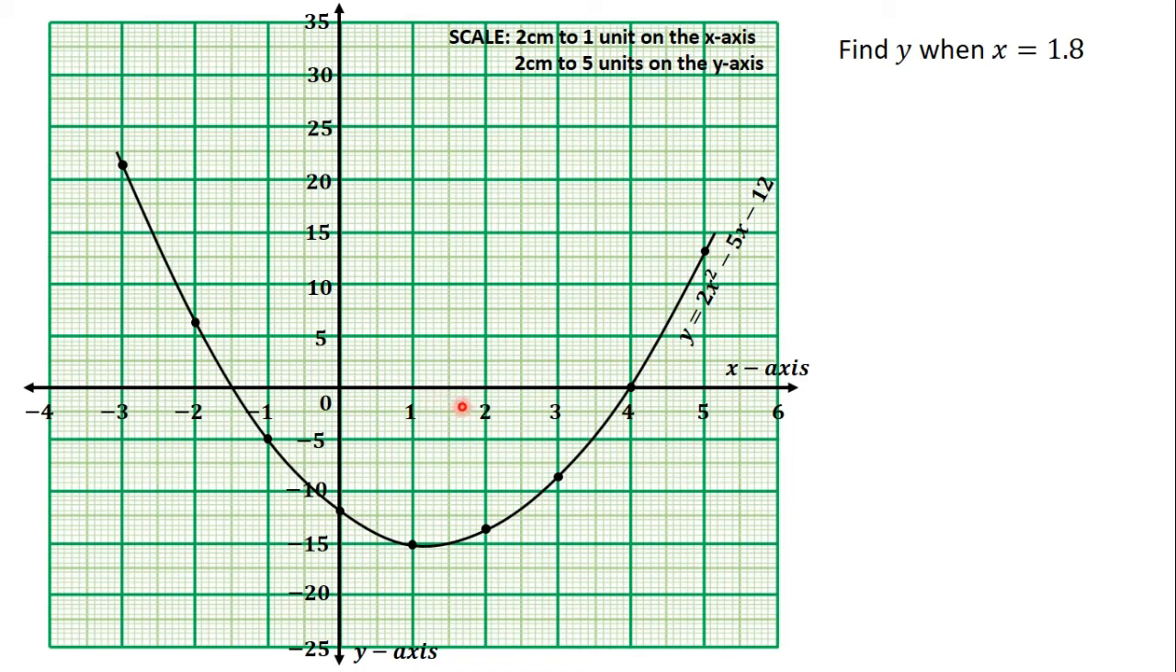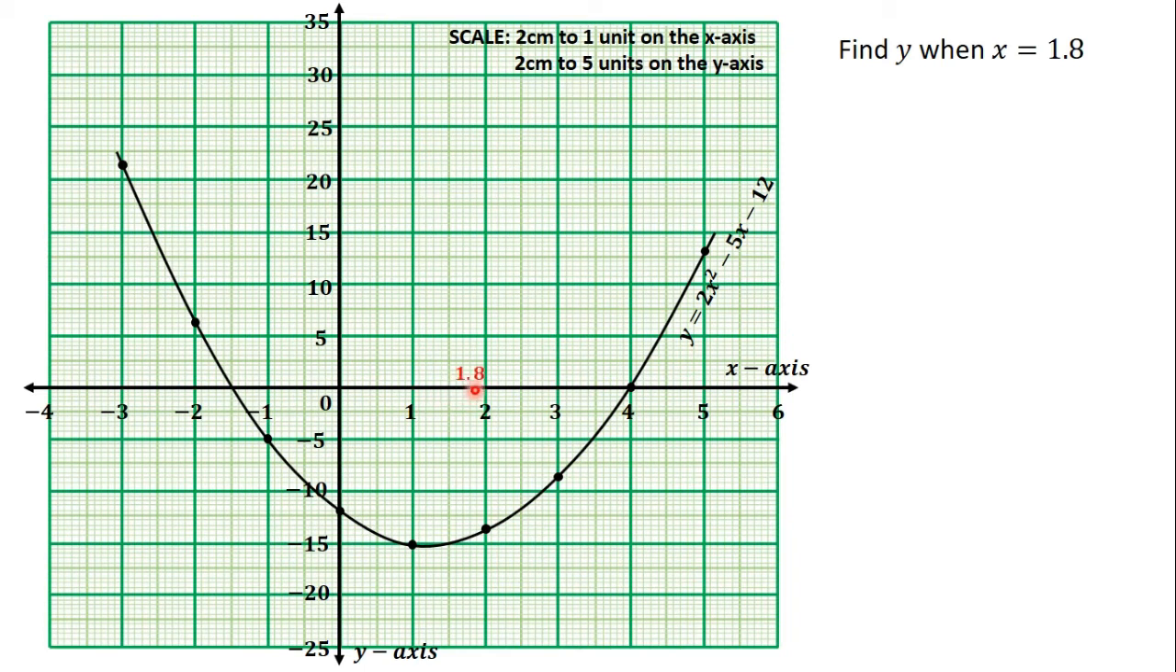So to get 1.8, I will count 8 divisions from 1. From 1, the first division will be 1.1, the second one will be 1.2, the third one will be 1.3, the fourth one will be 1.4, the fifth one will be 1.5, the sixth one will be 1.6, the seventh one will be 1.7, and the eighth one will be 1.8. So 1.8 will be 8 divisions from 1.